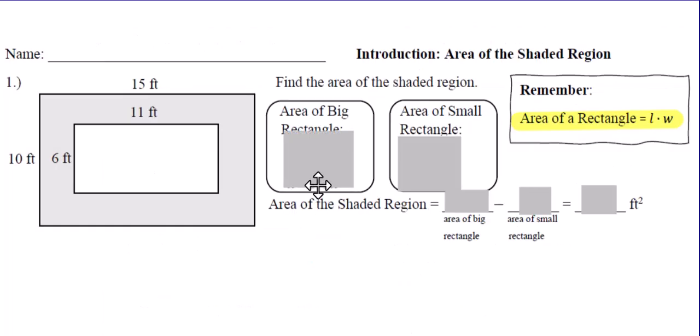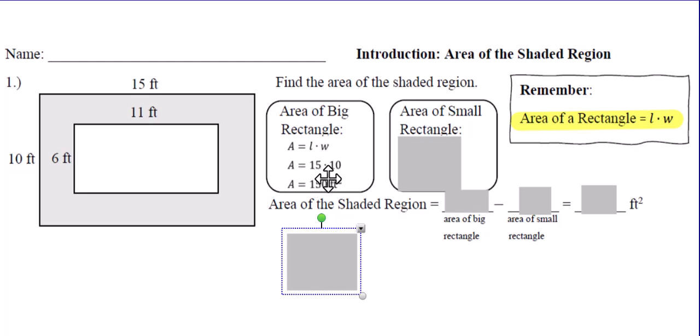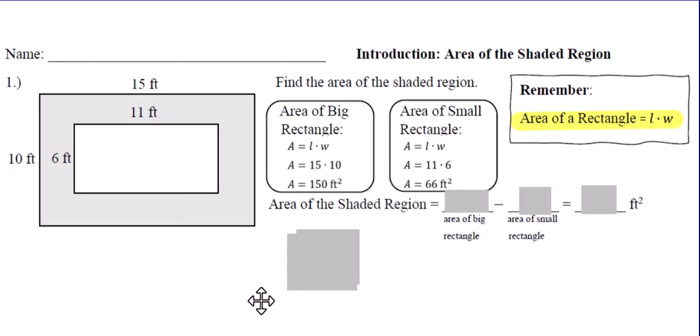I'll go ahead and reveal that work here. So area is length times width. We take 15 times 10 to get 150 feet squared. I'm not too worried about your labels, just knowing that we multiply those dimensions. For the small rectangle, we're going to multiply its dimensions as well. So we're going to take 11 times 6, which is going to get us 66 feet squared.